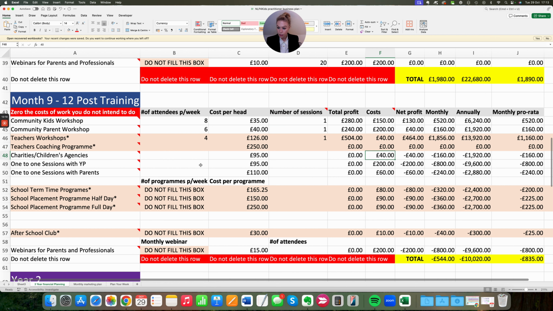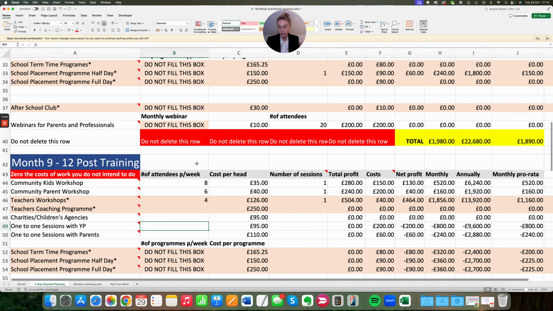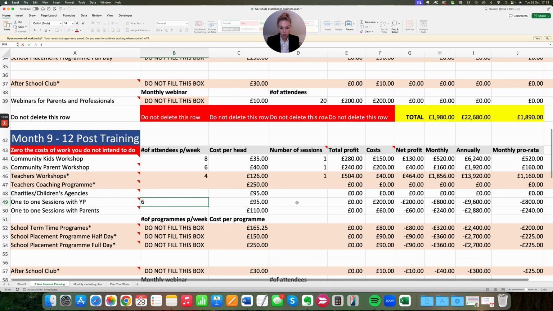What about children's charities and agencies? Let's say no for that one for now, because we've already got some parent and teacher workshops going on. We don't want to burn ourselves out. So previously we were seeing 5 clients a week. Yes. So maybe we can increase this by 1.